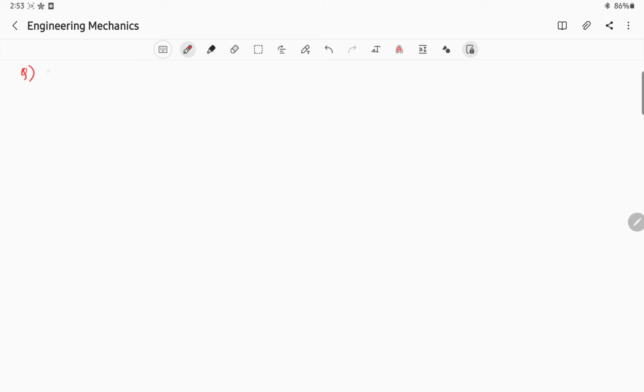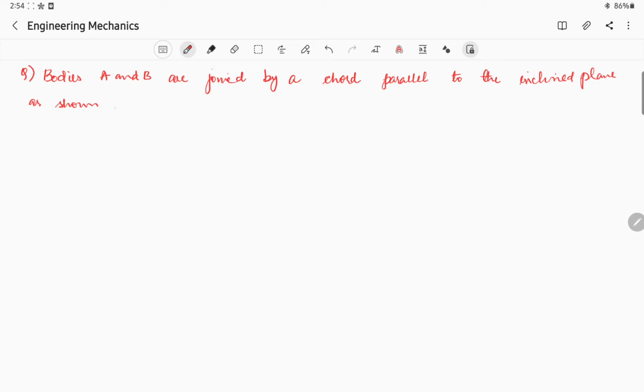Another question. Note on the question. Bodies A and B are joined by a cord parallel to the inclined plane, as shown in figure.